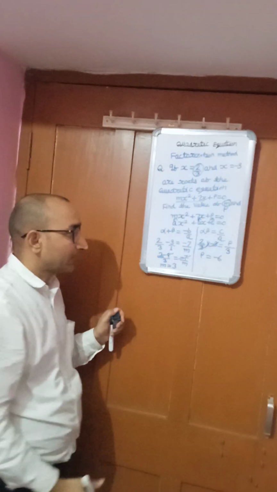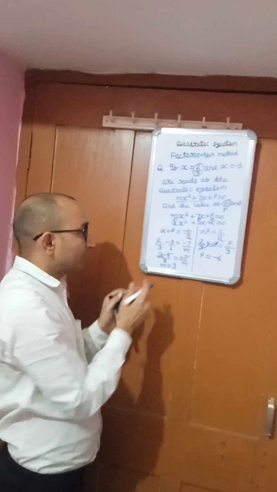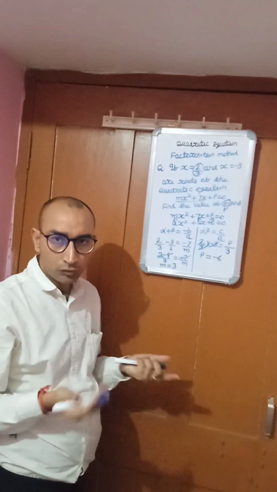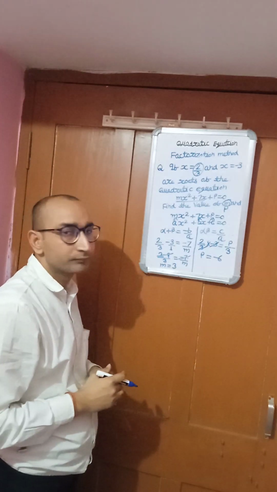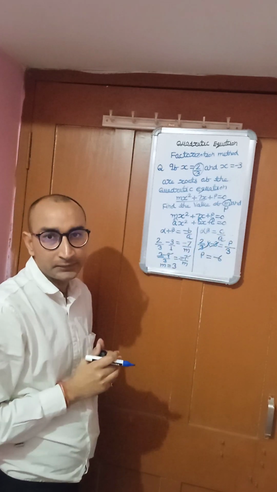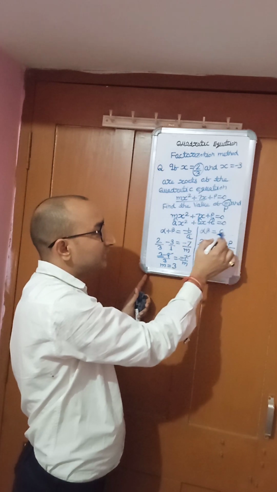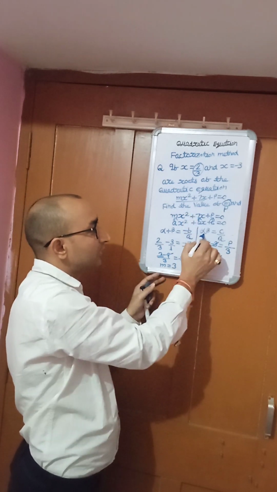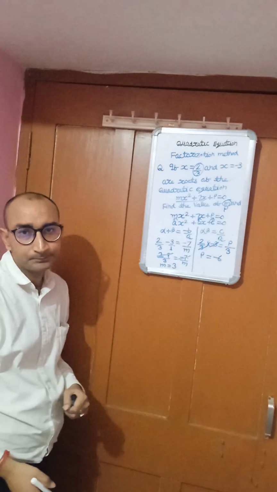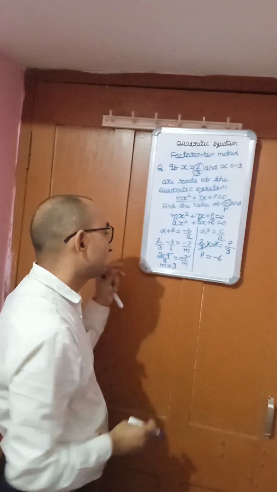So if here 1, 2, 3, 4 quantities are there, and 3 quantities are given, then the fourth quantity can be found. Here if we know 3 quantities, see here 3 quantities are given, so we can find the fourth quantity. This is the concept formula. Okay.